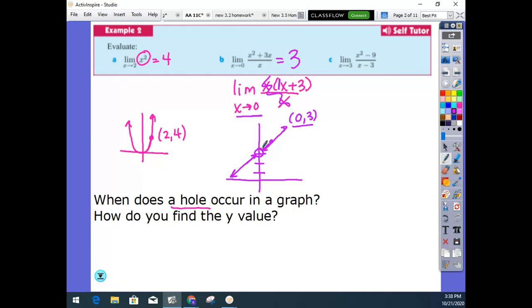All right, let's consider this one. If we plug our 3 in, once again, you get a 0 in the denominator. So we're going to factor. Notice every time I bring down the limit as x approaches 3 or whatever that value is, factor the numerator.